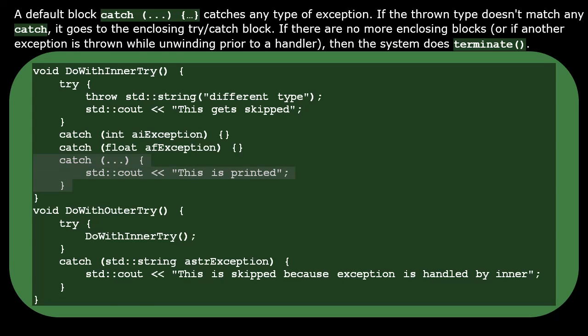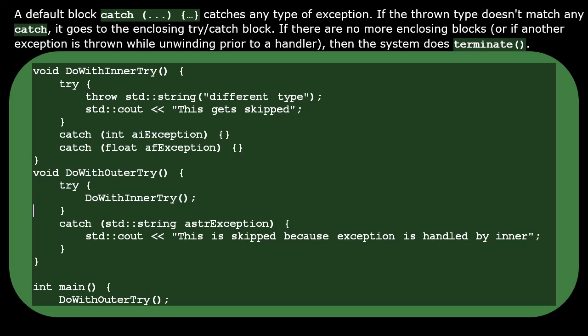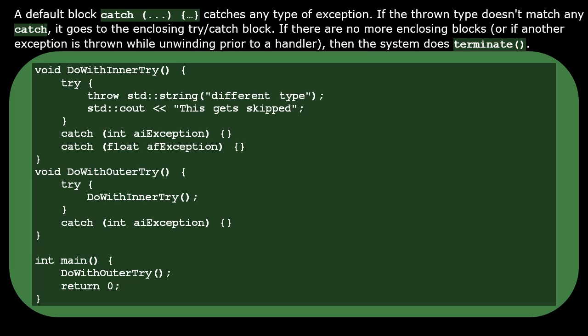Otherwise, if the thrown exception type doesn't match any of your catch clauses, that exception will automatically go out to that outer nesting of exception handling. If there is no outer nesting, then your software will abnormally abort with a call to terminate.